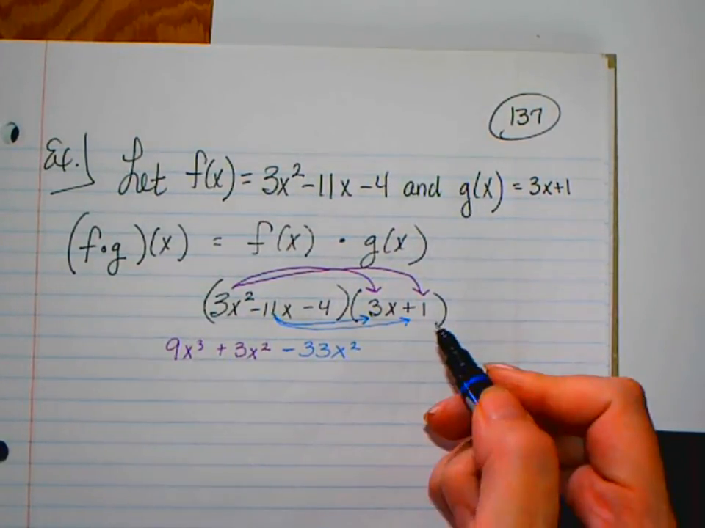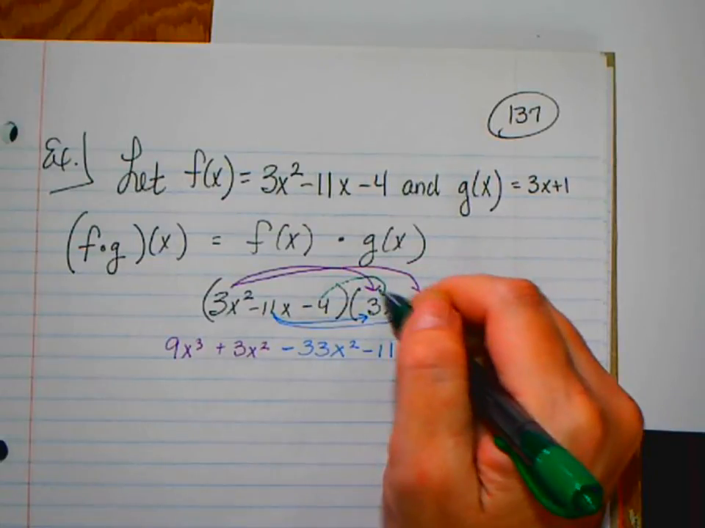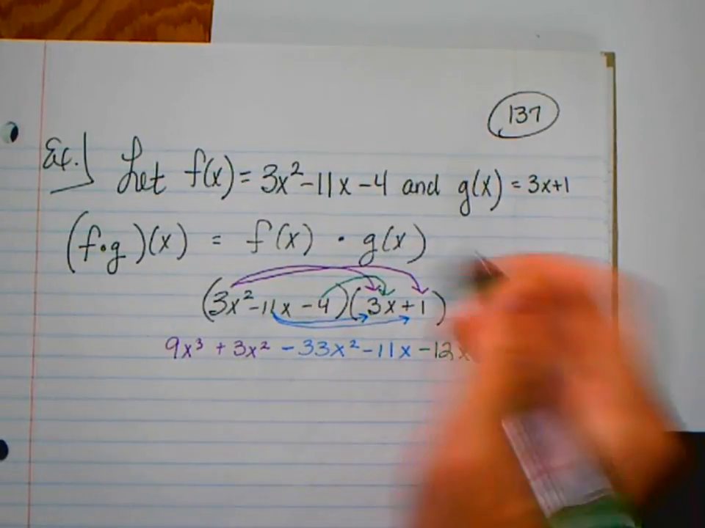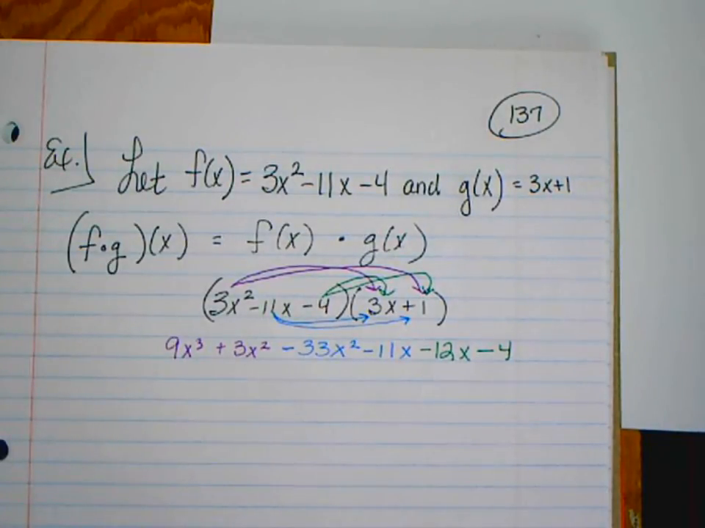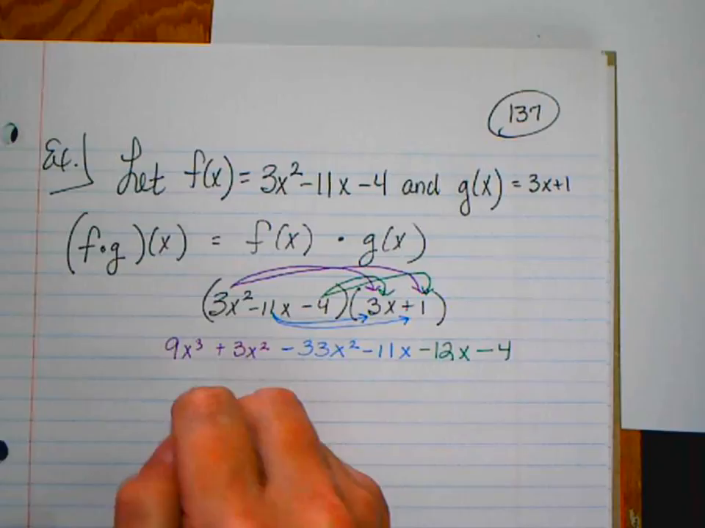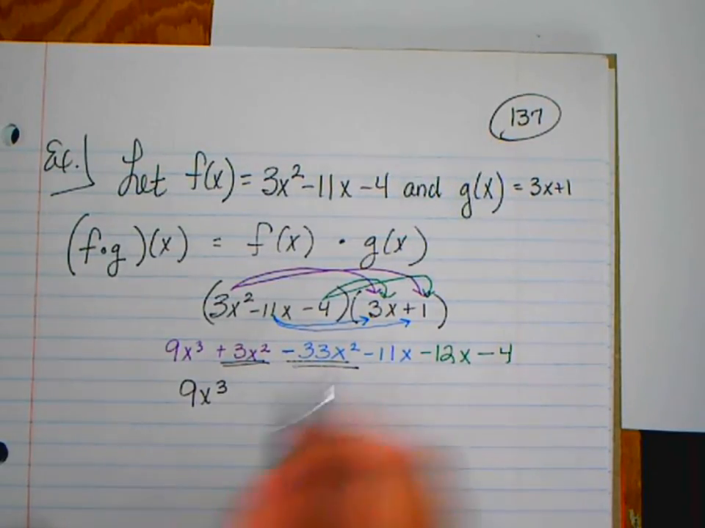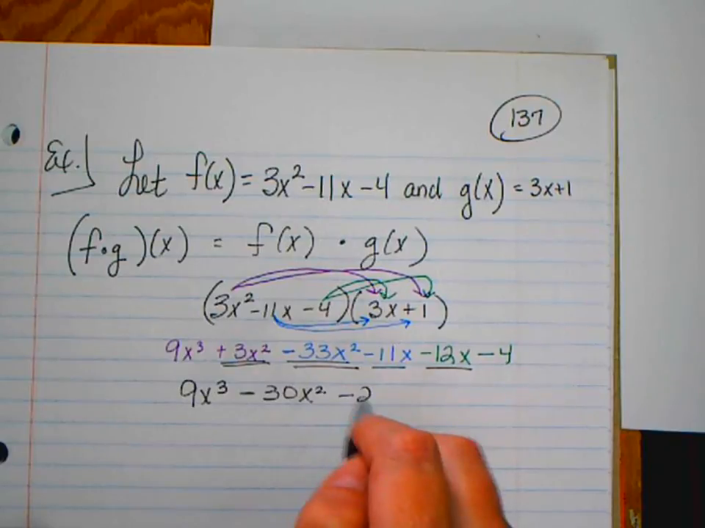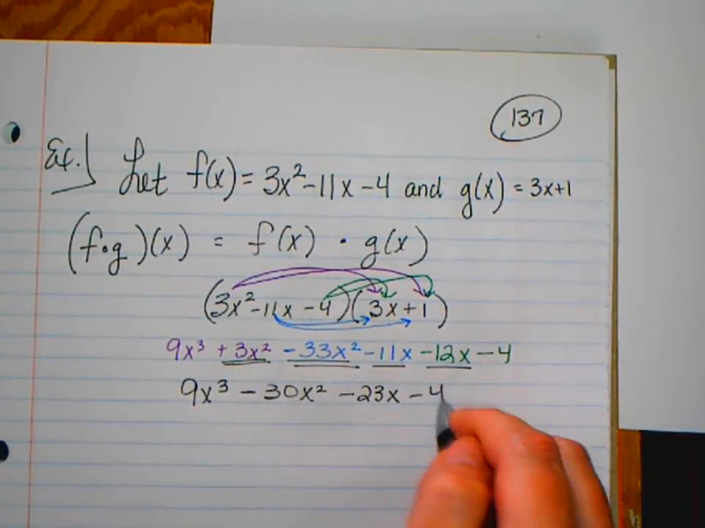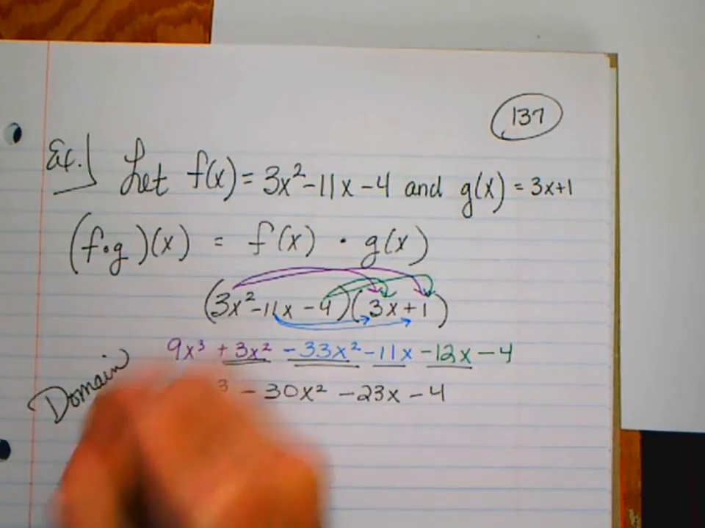Negative 11x times positive 1. Negative 4 times 3x, negative 12x. And negative 4 times positive 1, negative 4. All right. What's my highest degree? 9x cubed, 3 degrees, right? And I only have one of those, so we know that's going to come first. 9x cubed. I have my quadratics. Combine those, and what do I get? Negative 30x squared. I have two linear terms. Combine those, and I get... And then just one constant, don't forget about it. So I've got a cubic polynomial of 4 terms. What is the domain? All real numbers.